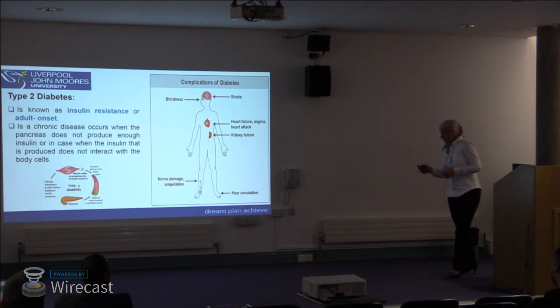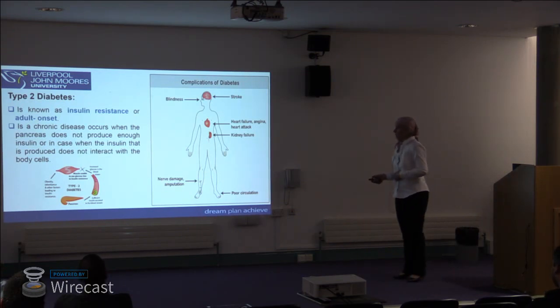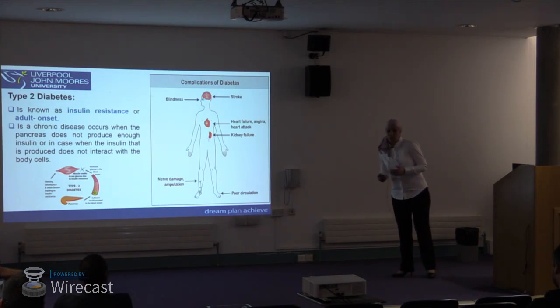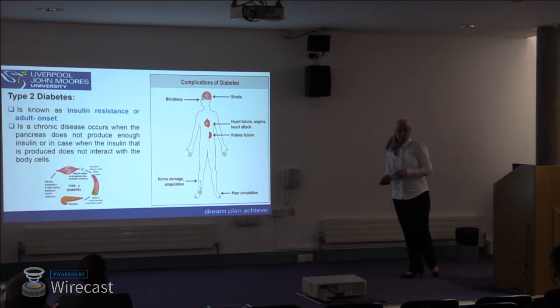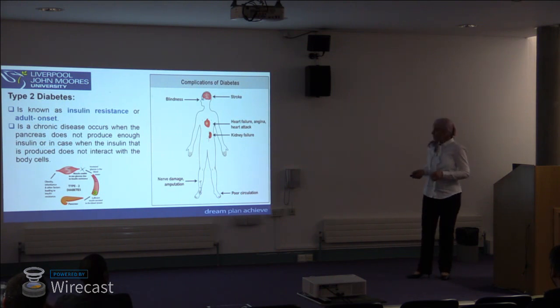So if you look at this diagram here, it shows that the muscle is unable to use the glucose because of insulin resistance. This causes the level of glucose in your body to increase, and this is what causes type 2 diabetes. Type 2 diabetes can develop at any age, but it's more common when you are around the age of 40. And recently it has started to appear in children as well.